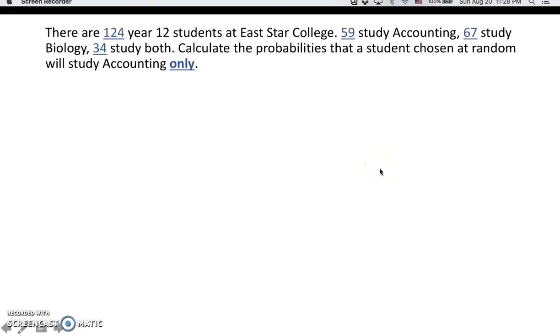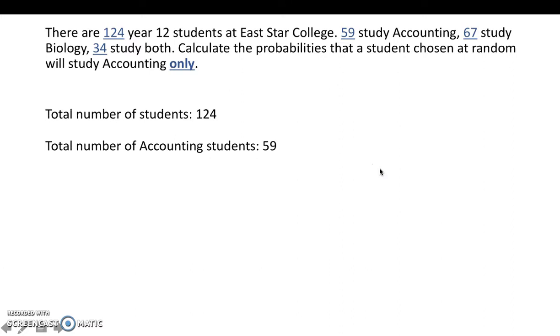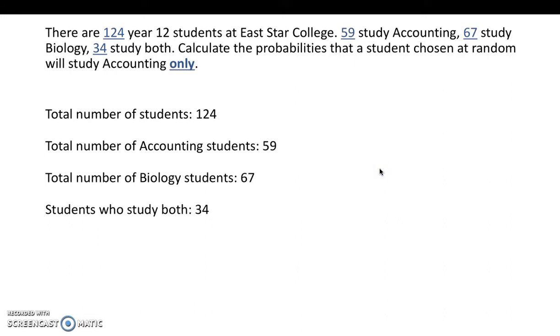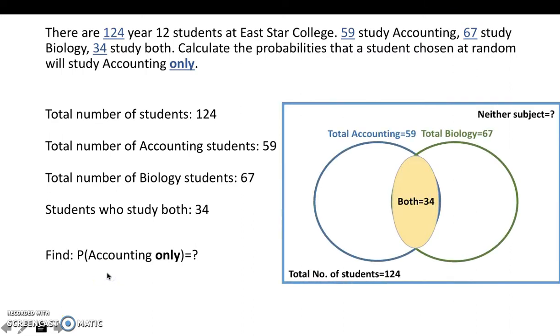Alright, let's take a look at this example. There are 124 Year 12 students at East Star College. 59 of them study accounting, 67 of them study biology, 34 of them study both. The question asks you to calculate the probability that a student chosen at random will study accounting only. If we put this information into the Venn diagram, it will look like this.